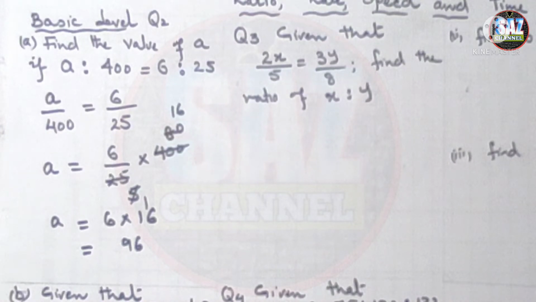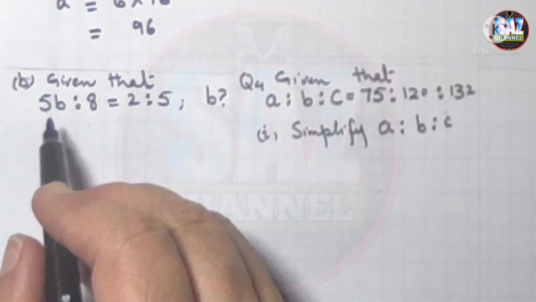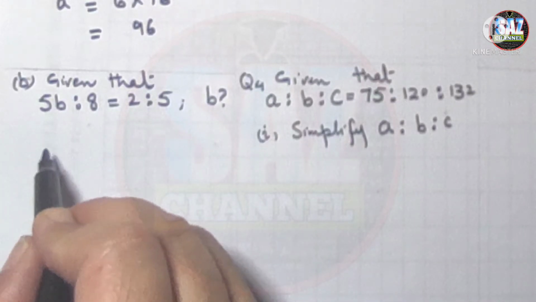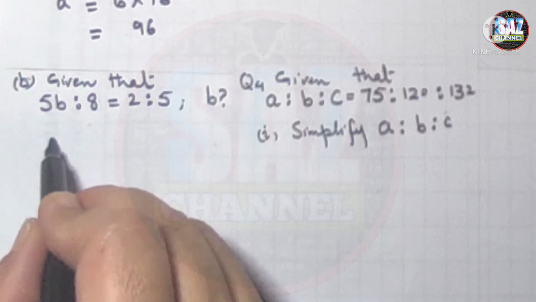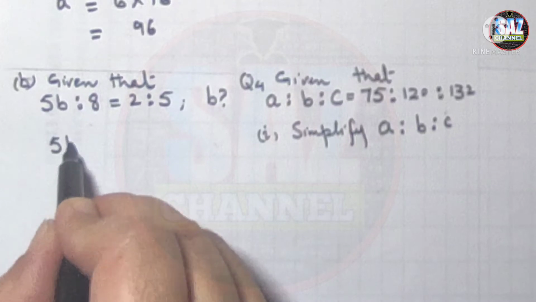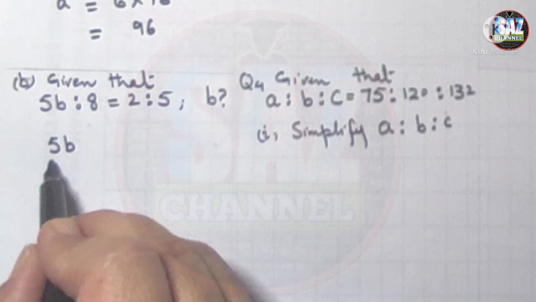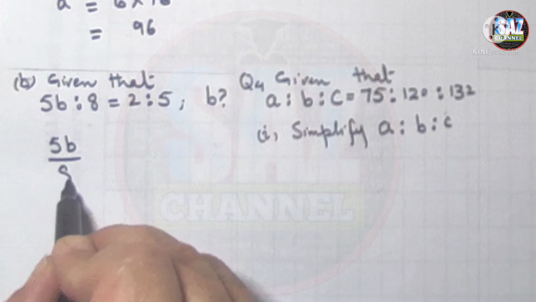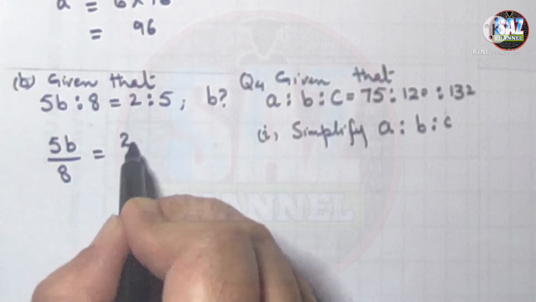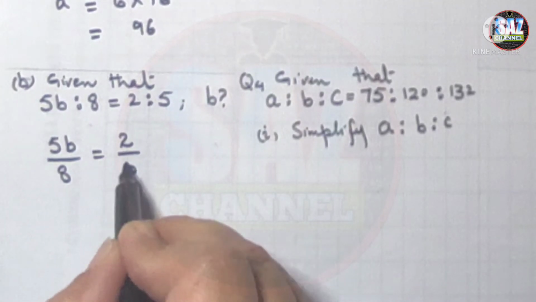Moving to part B. Again, the question is given in colon form. And first of all, in order to find the value of B, we have to write the question in fraction form. So it will take the form 5B by 8 equals 2 by 5.